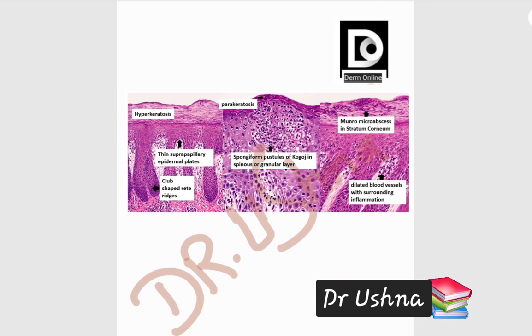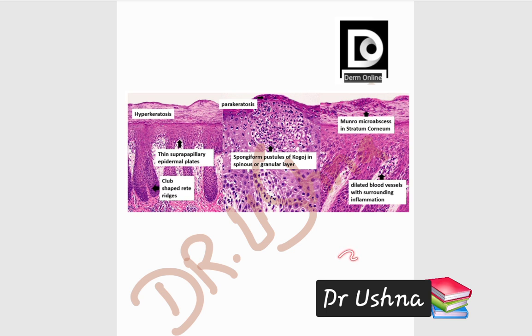One very important feature of psoriasis when you see clinically is known as Auspitz sign. Okay, and you all know what Auspitz sign is. When you try to scratch the lesion of psoriasis, there is going to be pinpoint bleeding. Why is there bleeding? Because there are dilated capillaries.